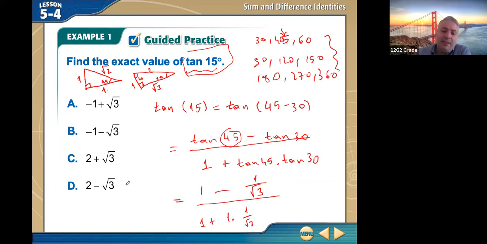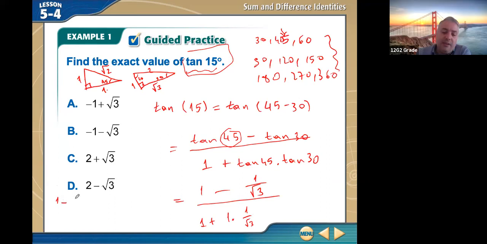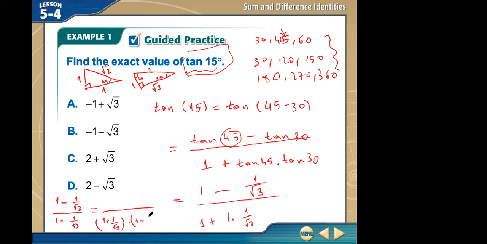So it means that I have (1 − 1/√3) divided by (1 + 1/√3). But do I have this result anywhere? No. For that reason, what am I going to do? I will multiply the numerator and denominator by the conjugate of the denominator. What is the conjugate of the denominator? Do you remember the conjugate? It's 1 − 1/√3.